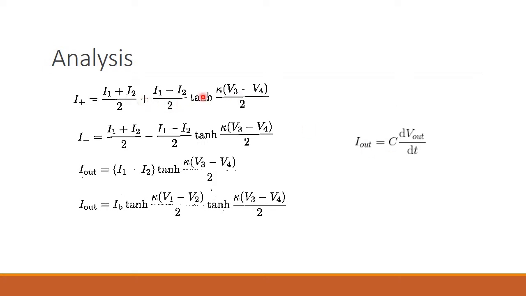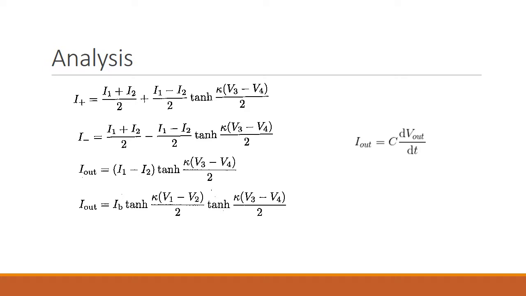Now analyzing the circuit in its entirety, as we saw, I plus was a sum of currents I13 and I24, and I minus was a sum of currents I14 and I23. Hence we get these equations, and I out was obtained by subtracting I minus from I plus. Hence we get I out in terms of the bias current and the input voltages V1, V2, V3 and V4. I out is equal to C dV out by dt, since the output we observe from the actual XCOS block is an output across a capacitor.